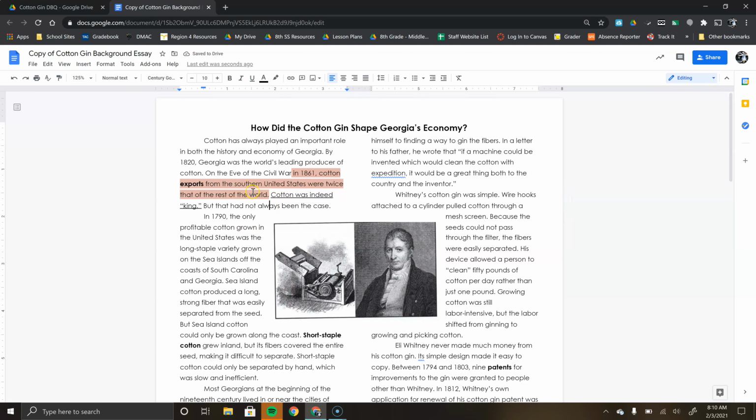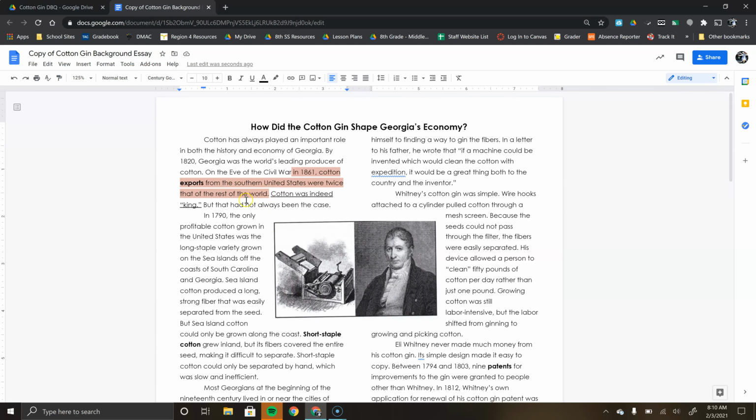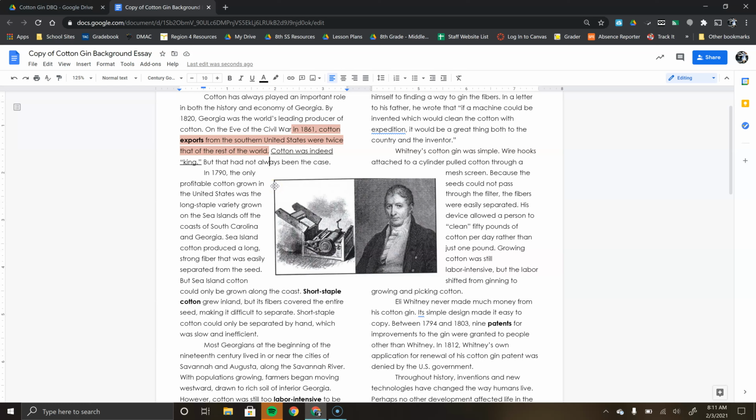But cotton wasn't always like that. So it was doing really, really well, but it wasn't always like that. In 1790, the only profitable cotton growth in the United States was the long staple variety grown on the sea islands off the coasts of South Carolina and Georgia. Sea island cotton produced a long, strong fiber that was easily separated from the seed, but sea island cotton could only be grown along the coast. Short staple cotton grew inland, but its fibers covered the entire seed, making it difficult to separate. Short staple cotton could only be separated by hand, which was slow and inefficient.